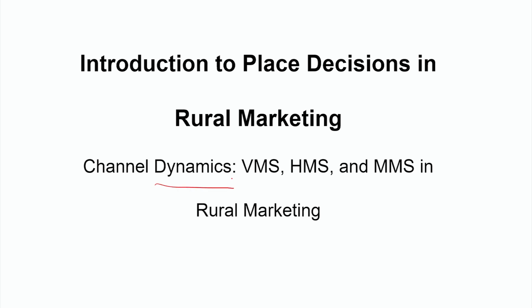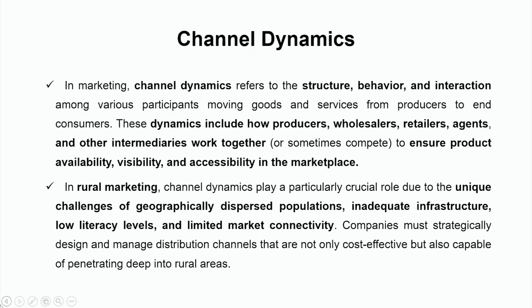As the word signifies, dynamics means there is something which is going to change. Change is the only permanent thing here, which signifies that one mode of channel distribution will not be sufficient for rural marketing. Why? Because we have seen that conditions and situations are very adverse in rural areas. So we are going to discuss this channel dynamics with reference to VMS, HMS and MMS in rural marketing. My dear learners, we will go into detail on this topic.